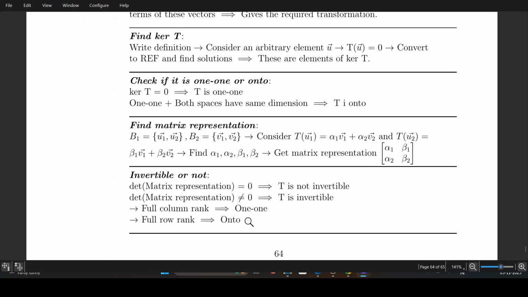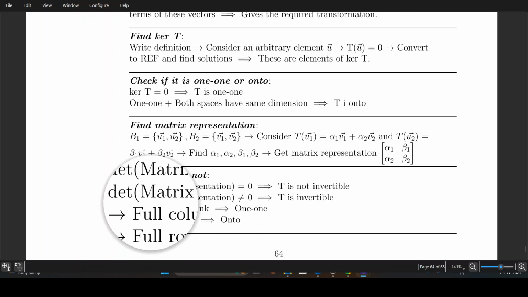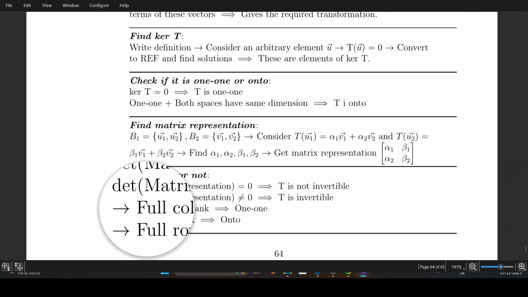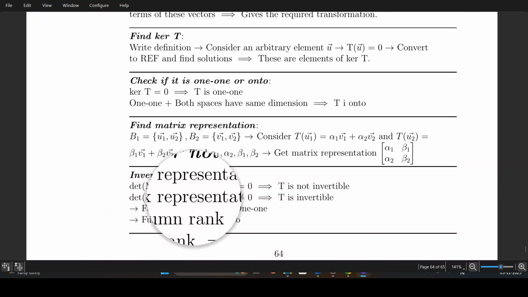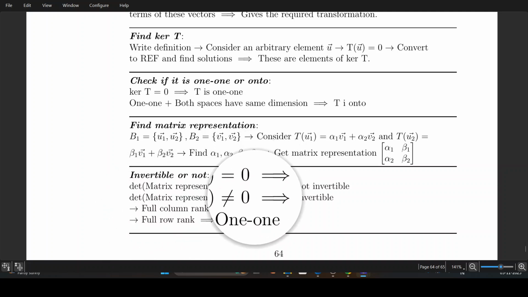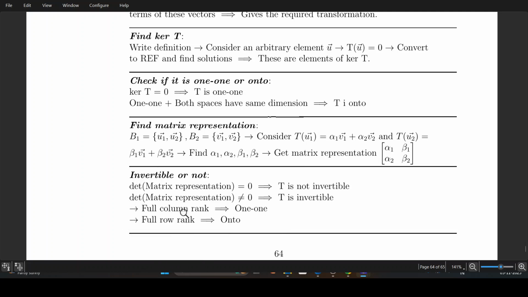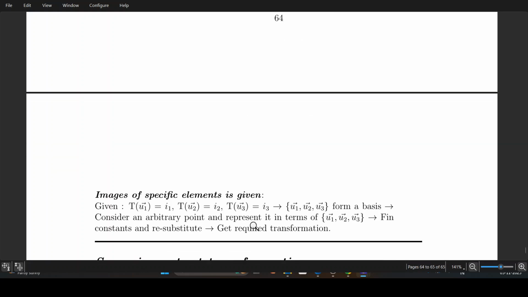Now this is the important method. So if the row echelon form has full column rank, then it is 1-1, and if it has full row rank, then it is onto. Okay.